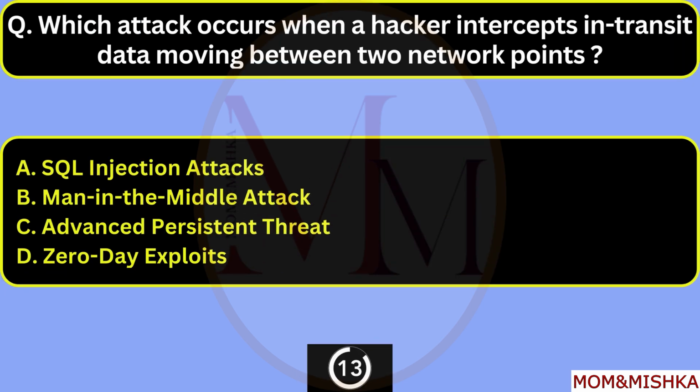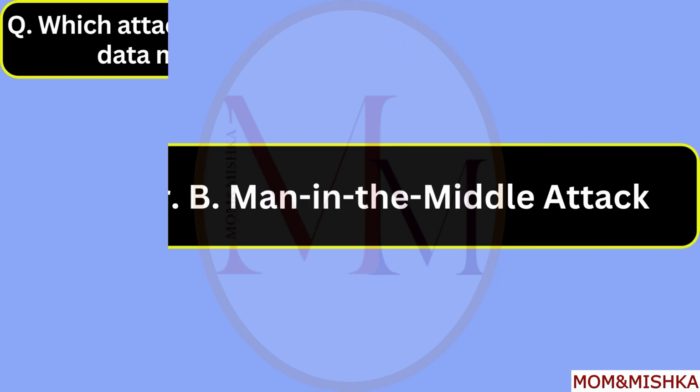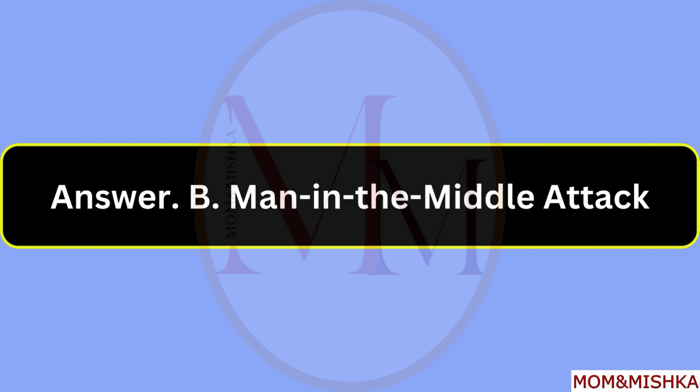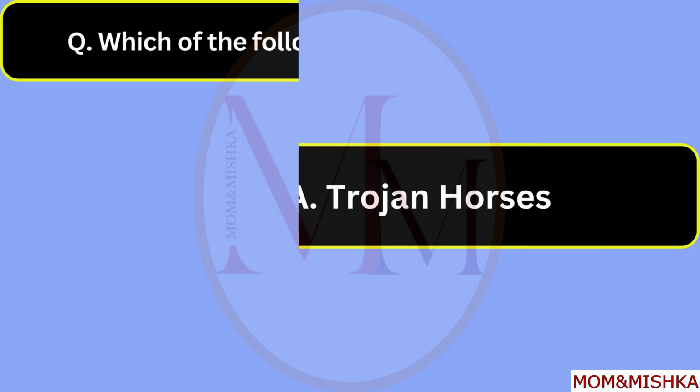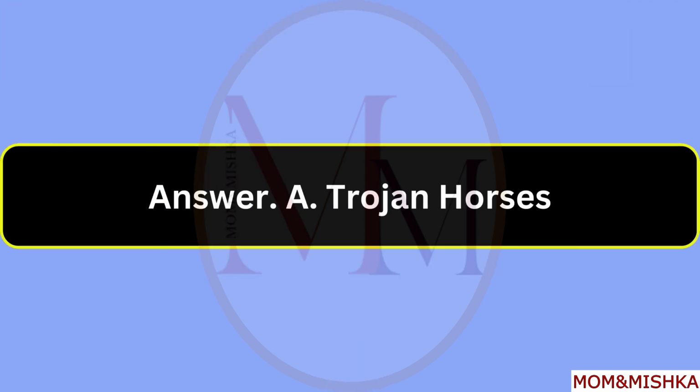Which attack occurs when a hacker intercepts in transit data moving between two network points? It's man in the middle attack. Option B. Which of the following cannot self replicate? Trojan horses. Option A.